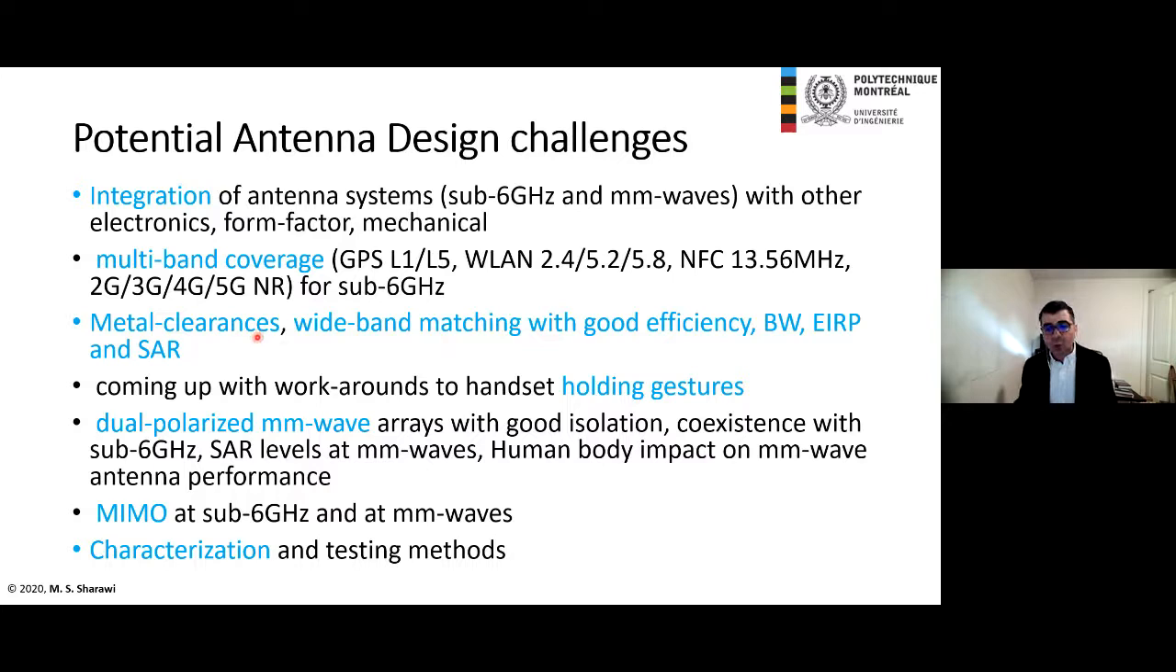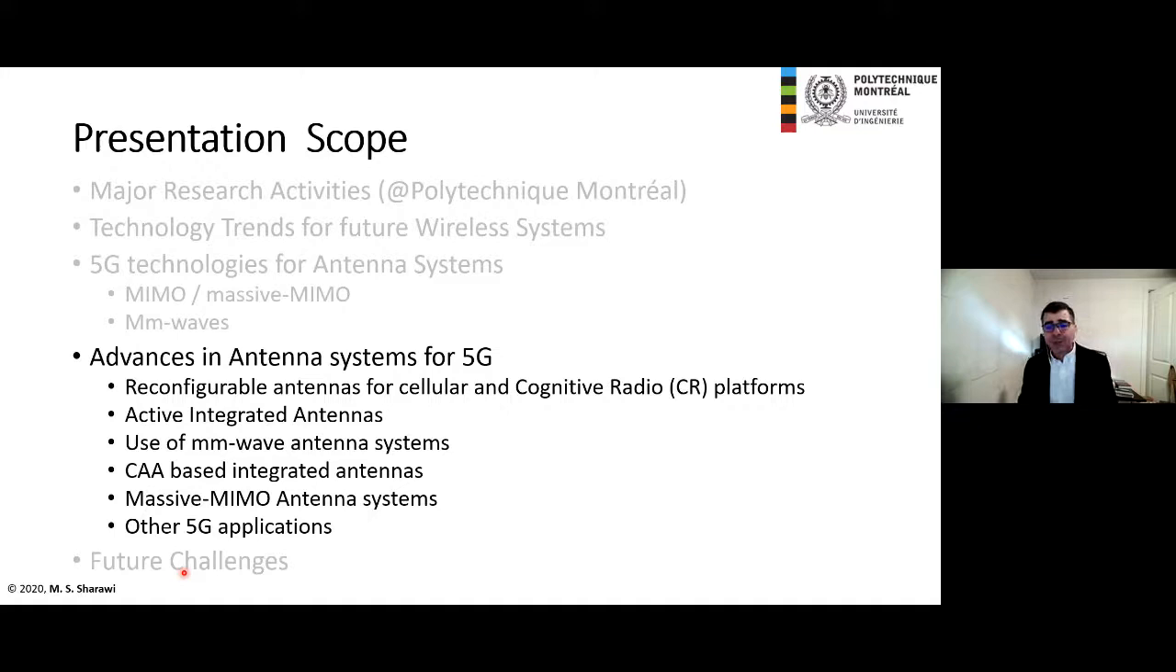We need to come up with workarounds for the holding gestures, because now at millimeter waves, your mobile device will be highly affected by the way you actually put your hand on it. We should always have designs at millimeter waves with dual polarizations for better connectivity. Of course, we will have MIMO and the way we characterize and test these systems. These are some general challenges applied to a wide spectrum of applications.